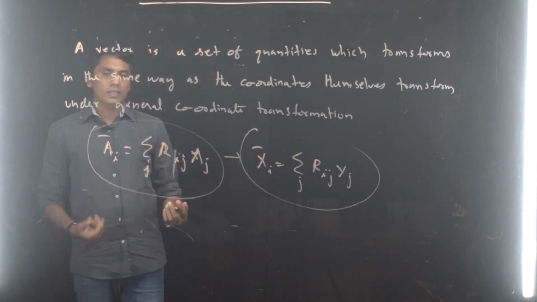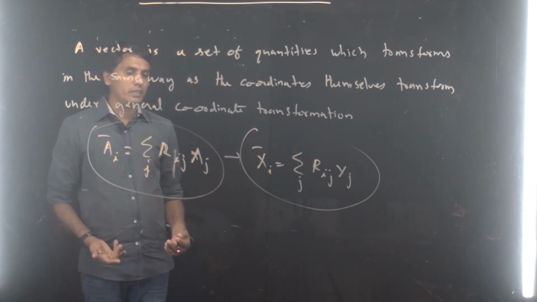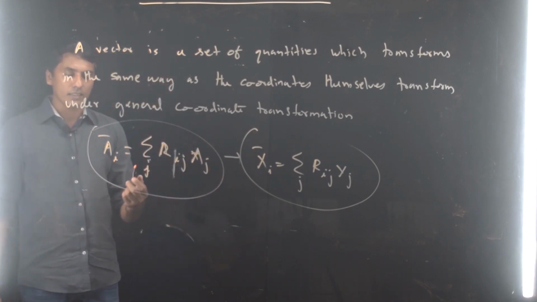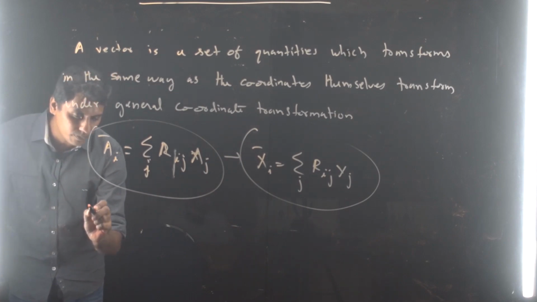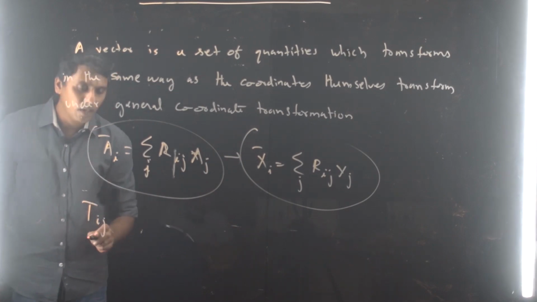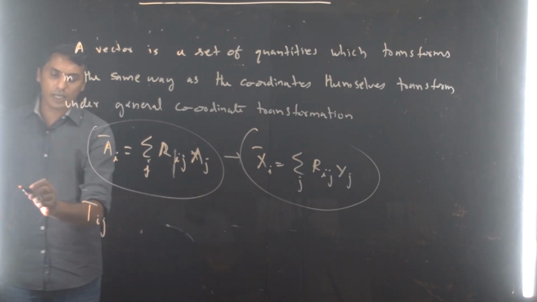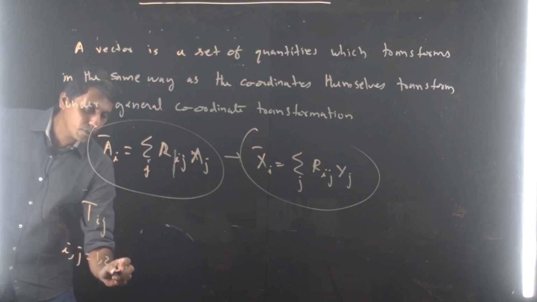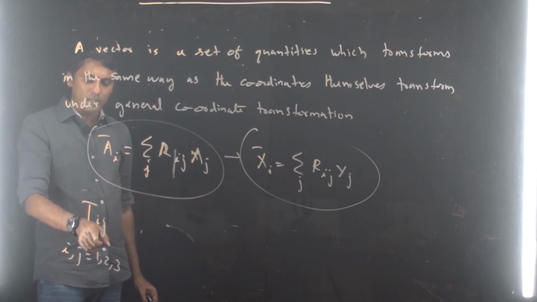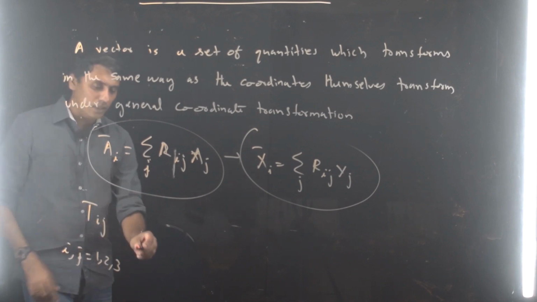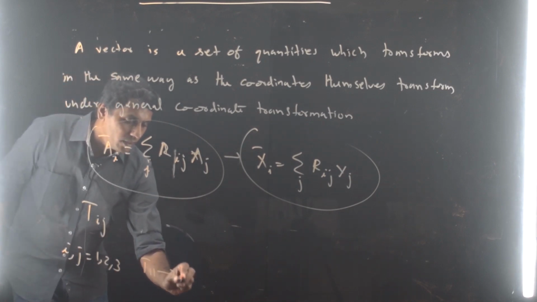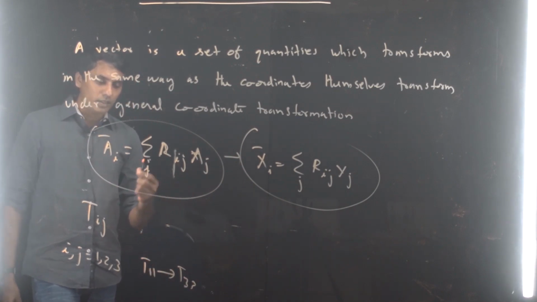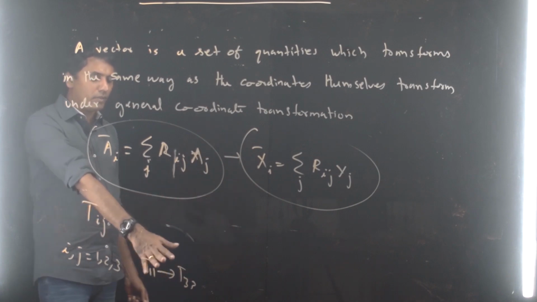Now you can ask the following question: how does a tensor transform? Or what is a tensor? Suppose you have a quantity like this, say T_ij, in 3 dimensions. That means i, j runs from 1, 2, 3. So this quantity will have 9 components, T11 to T33: T11, T12, T13, T23, and so on. It's like a matrix. It will have 9 components.